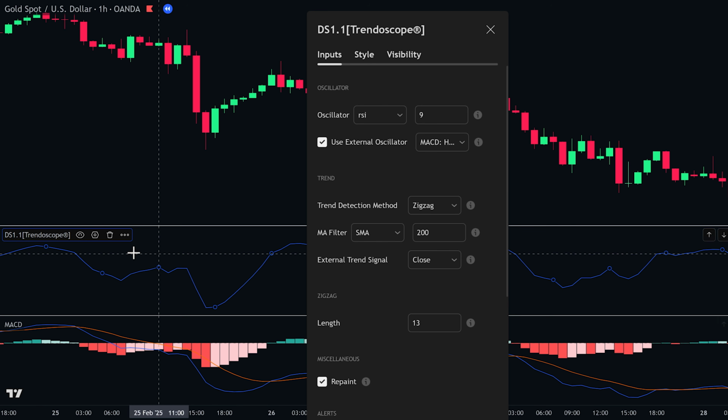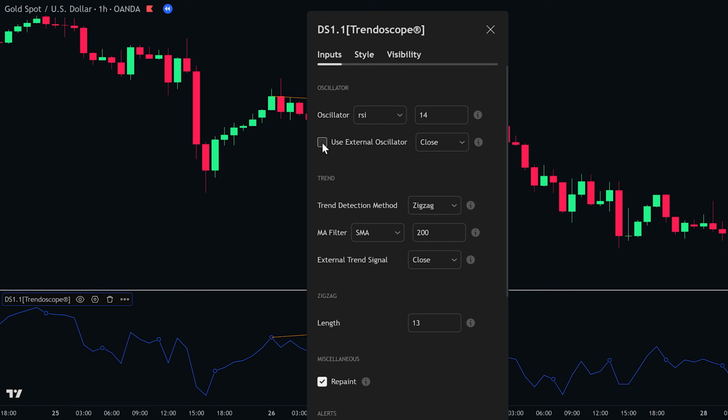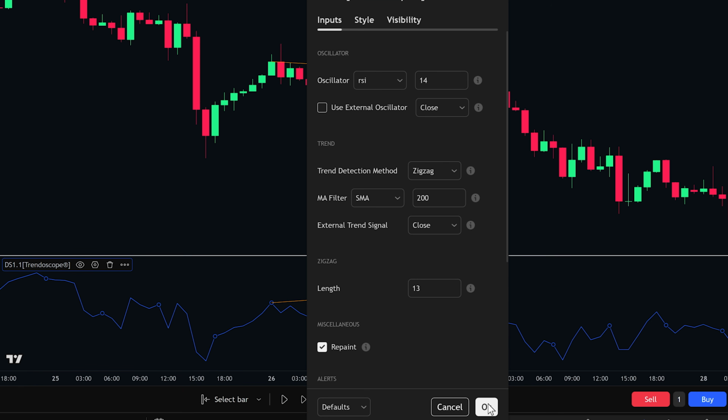The divergence screener will now stop using its internal oscillator and instead calculate divergences based on the external one you selected. This gives you more flexibility, especially if you prefer trading with specific tools like MACD or custom scripts built by other authors. I leave the Use External Oscillator box unchecked for now. Once everything feels right, I hit OK.